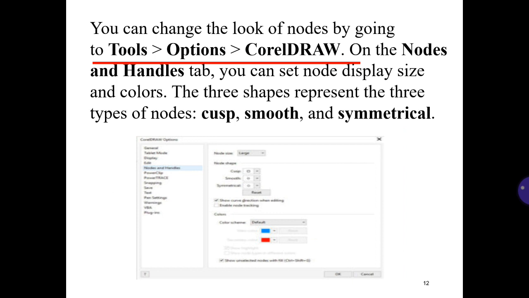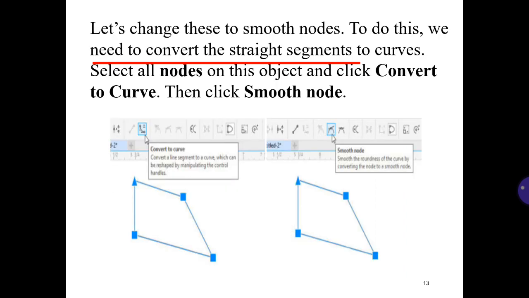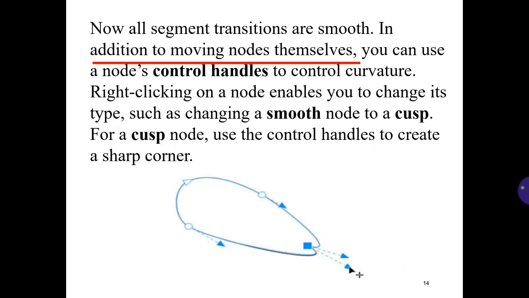The three shapes represent the three types of nodes: cusp, smooth, and symmetrical. Let's change this to smooth nodes. To do this, we need to convert the straight segments to curves. Select all nodes on the object and click Convert to Curve, and click Smooth Node. Now all segment transitions are smooth.